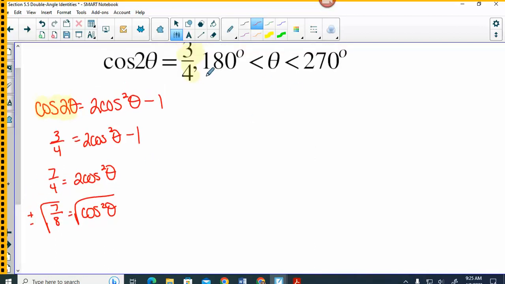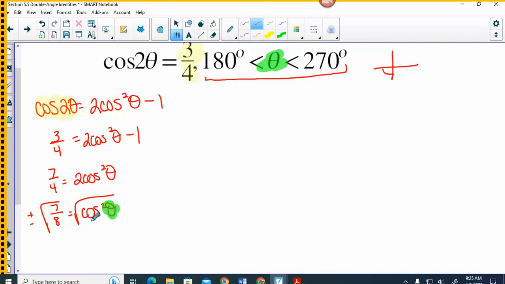So I go to this. I told you that theta was between 180 and 270. So this is for theta. 180 and 270, that's quadrant 3. In quadrant 3, I know cosine is negative.